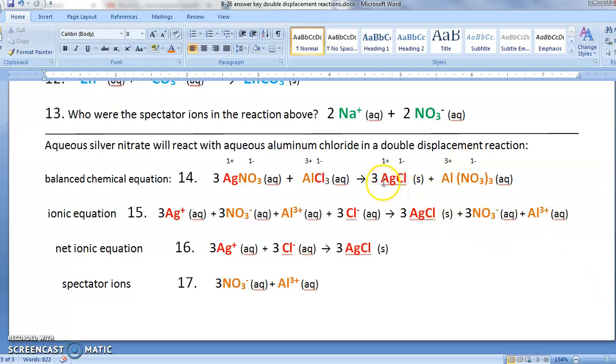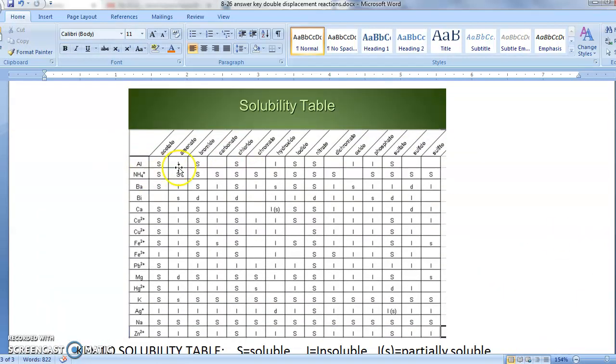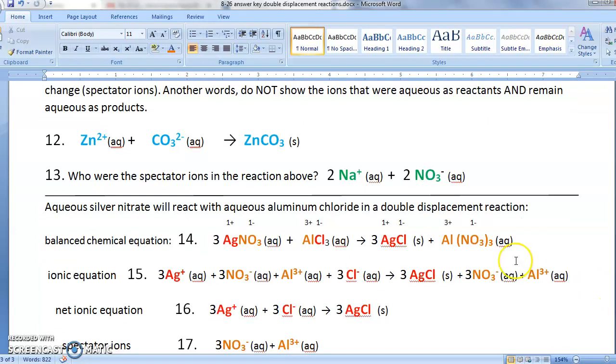What happens when the aluminums bump into the nitrates? We come up here on our chart. Here's aluminum. We head on down to the nitrates. There's the nitrates. There's the aluminum. It is soluble, so they'll stay floating around in solution. The Al(NO3)3 will remain aqueous.